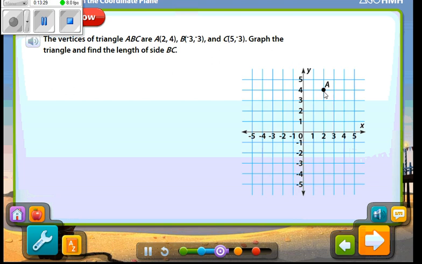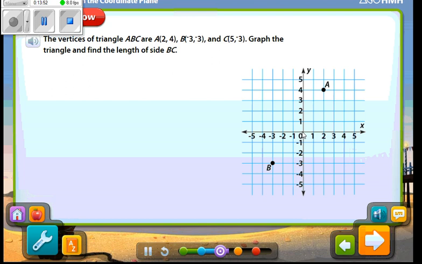Next, plot point B. Start at the origin. Go to the left 3 for -3 and down 3. That's not it. Here's the correct answer. The coordinates of point B are (-3, -3). Oops, yes, I need glasses.